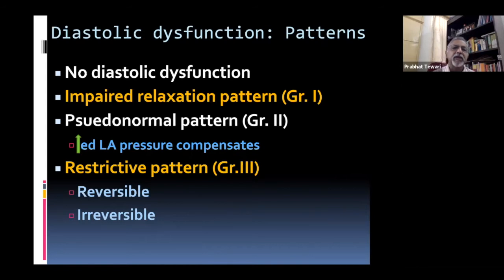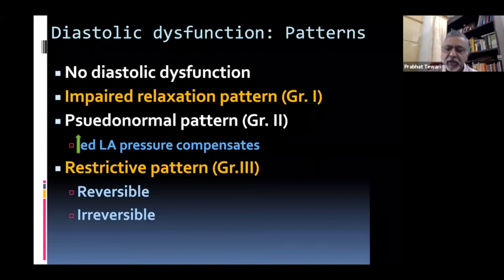Reversible means that if you do some kind of Valsalva and reduce the flow into the heart, then you may look into what's going on, or you do some kind of stress test and look into what is happening, whether it is becoming more restrictive or returning back to normal. And between impaired relaxation and this restrictive pattern, there is a pseudo-normal pattern.